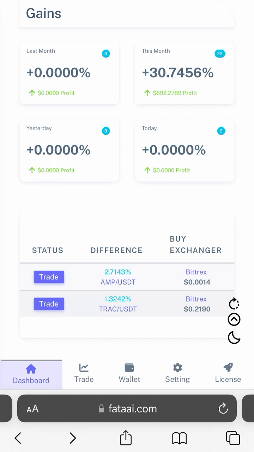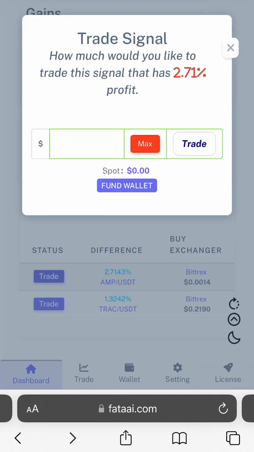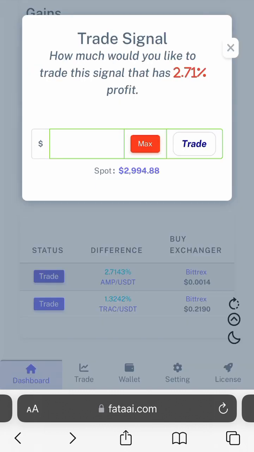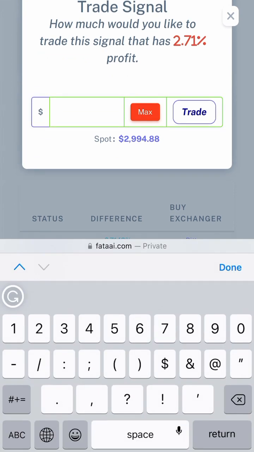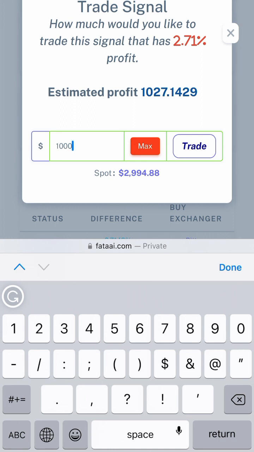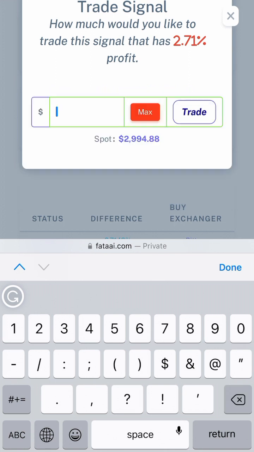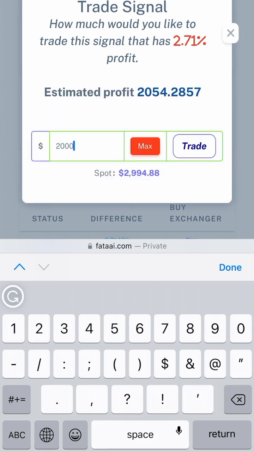I'm doing this because I am on the Pro Max. That's why I can participate in this effortlessly. Now here is the thing. I have $2,994.88. Let's say I want to trade with $1,000. What's my profit? The estimated profit is $1,027.1428, that's to say my profit is going to be $27.1429. So let me say $2,000. My profit is going to be 54 points.